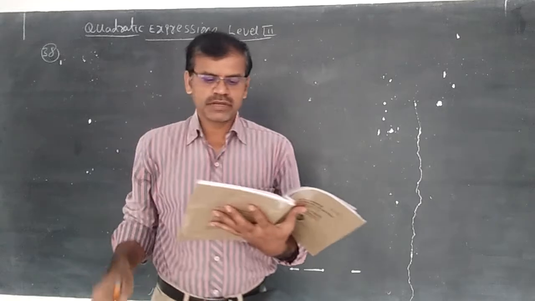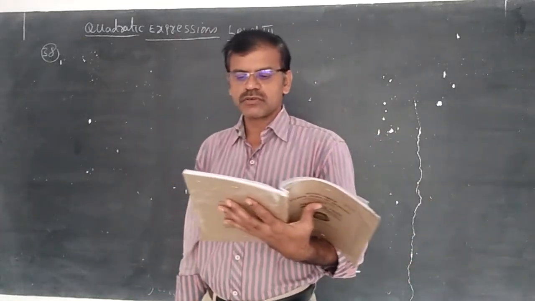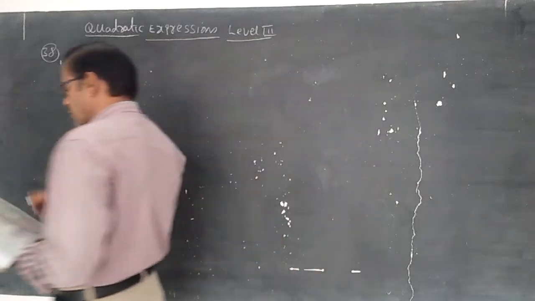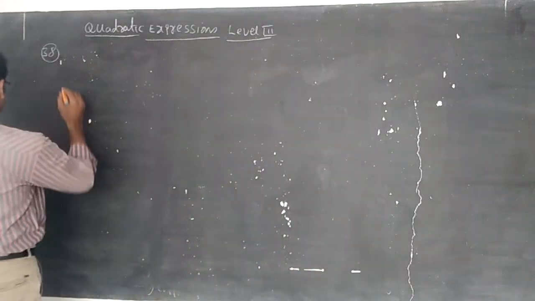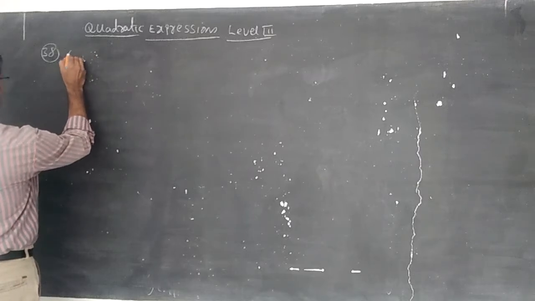Let alpha, beta be the roots of the equation x square minus bx plus r equal to 0, and alpha by 2, 2 beta are the roots of another equation x square minus bx plus r equal to 0. Then what is the value of r?